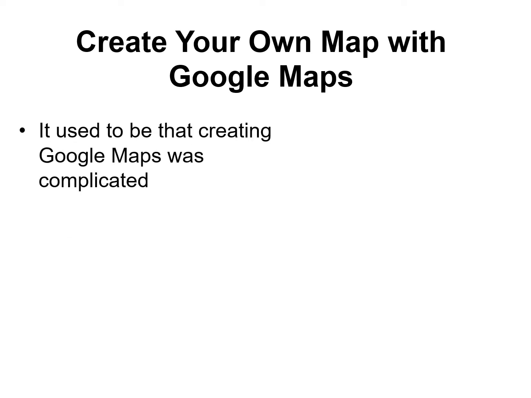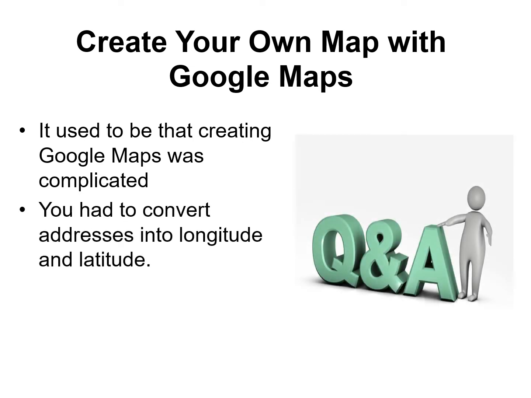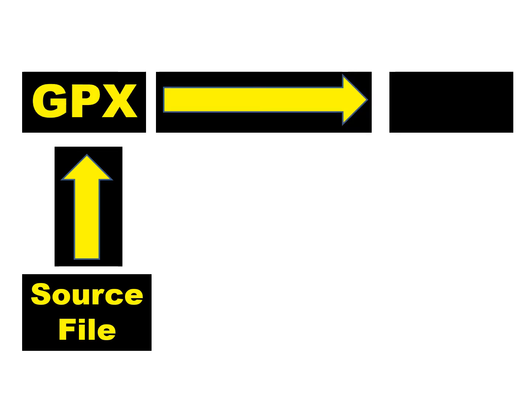It used to be that creating Google Maps was complicated. You had to convert addresses into longitude and latitude, and then you had to use other tools to generate your maps. It went something like this. First, you have to convert your source file of addresses, names, etc. into a GPS exchange format with longitude and latitude. That's GPX for short. Next, your software has to convert a GPX file into a format called KML before importing it into Google Maps or a similar mapping program.